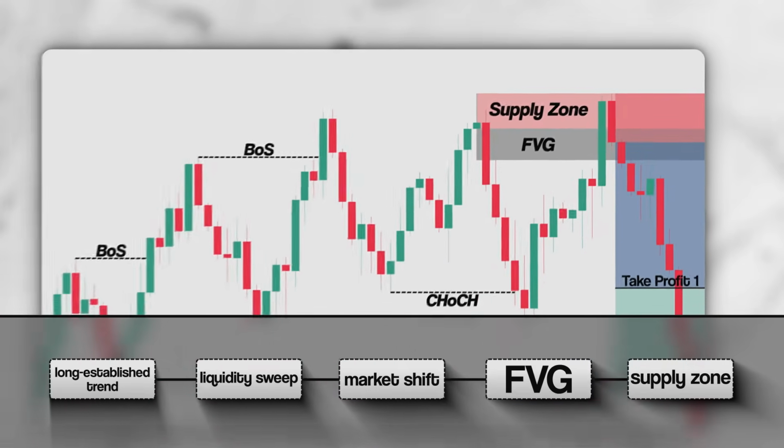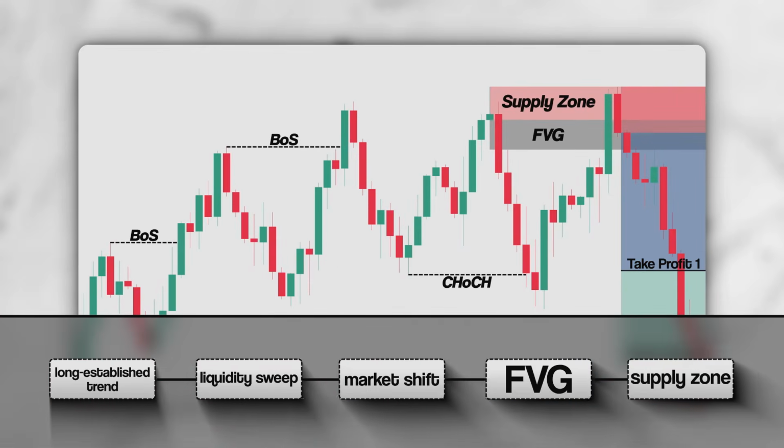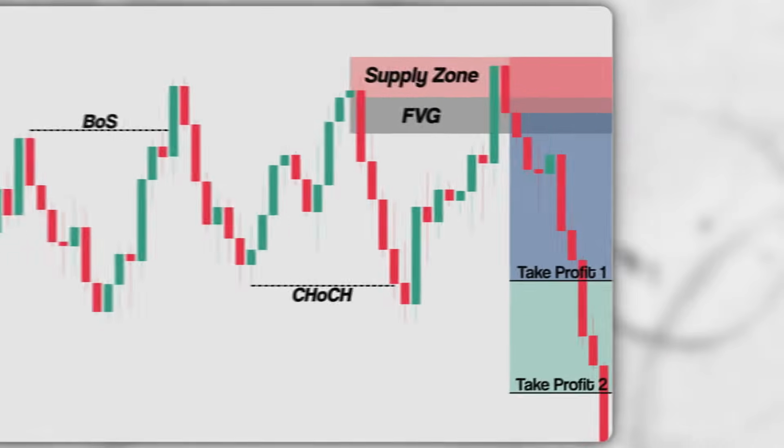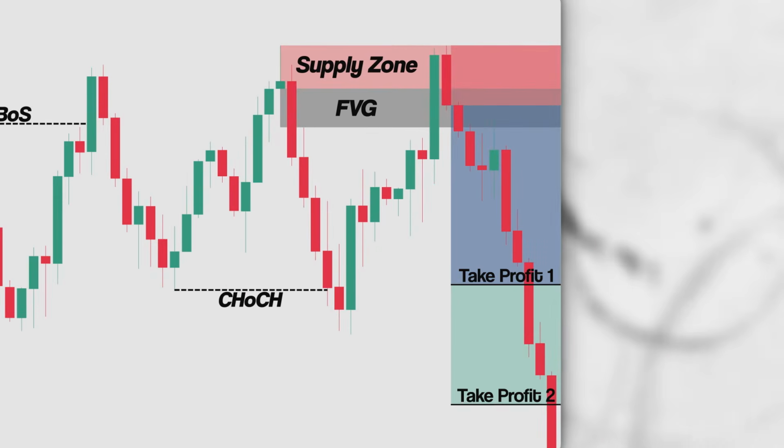This means we are not trading a correction or a pullback. We are positioning for the beginning of a new market phase. And that is exactly what logically allows us to target a larger risk-to-reward ratio.